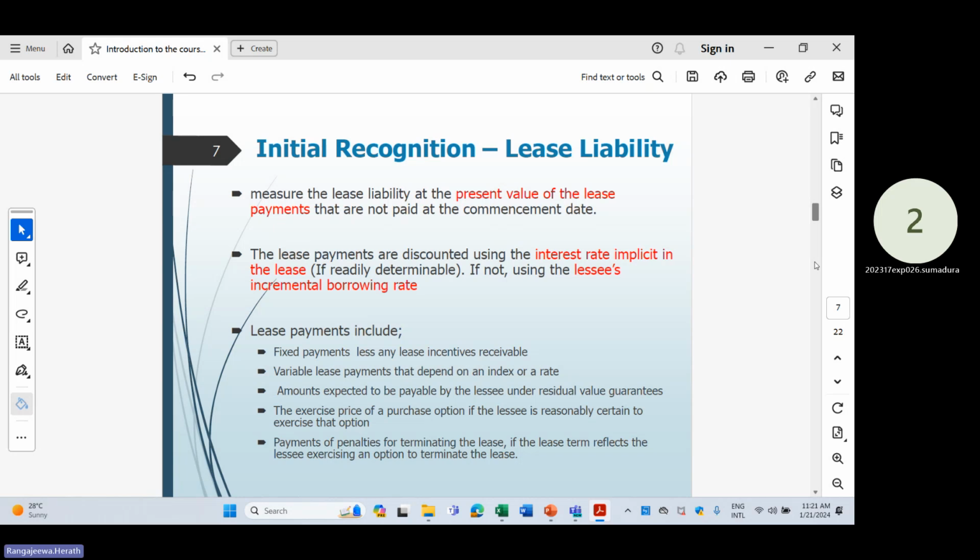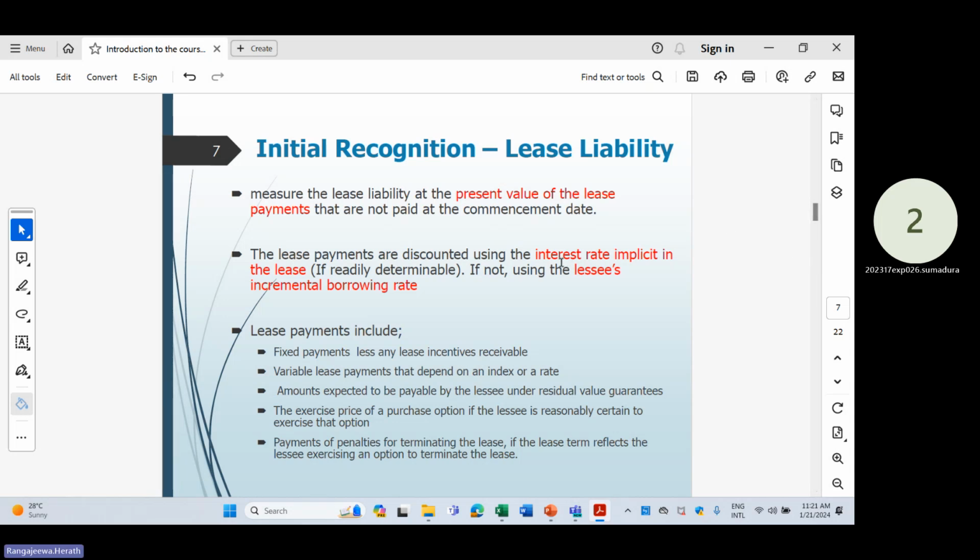It can be many different types of payment. All those payments, take the present value. That is the initial measurement of lease liability. To take the present value, you have to discount the cash flows. Say we are going to pay 1 million each over the next 5 years for a machinery lease. Now you have to discount those 1 million payments. So what is the discounting factor?